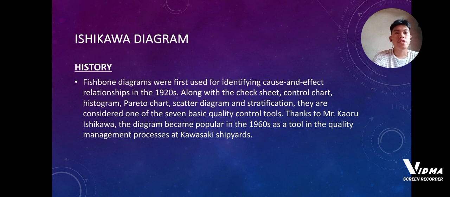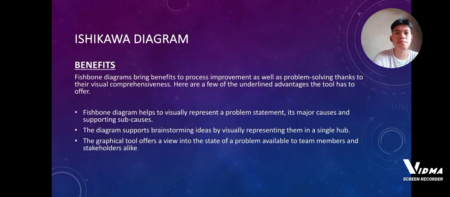The history of the Ishikawa diagram. The fishbone diagrams were first used for identifying cause and effect relationships in the 1920s, along with the check sheet, control chart, histogram, Pareto chart, scatter diagram, and stratification. They are considered one of the seven basic quality control tools. It was invented by Mr. Kaoru Ishikawa, and it became popular in the 1960s as a tool in the quality management process at Kawasaki shipyards.